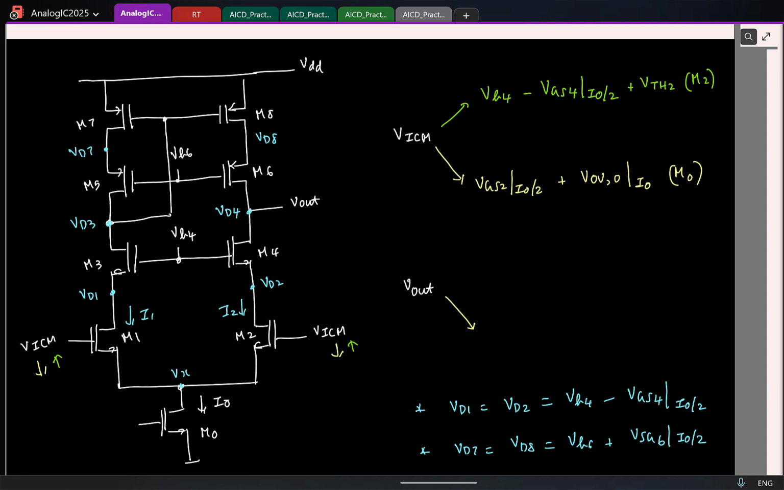What is the gate voltage of this transistor? VB. The gate voltage is VB4. So drain can go one threshold lower than that. So it is VTH of which transistor? Because you are limited by M4 or M3.